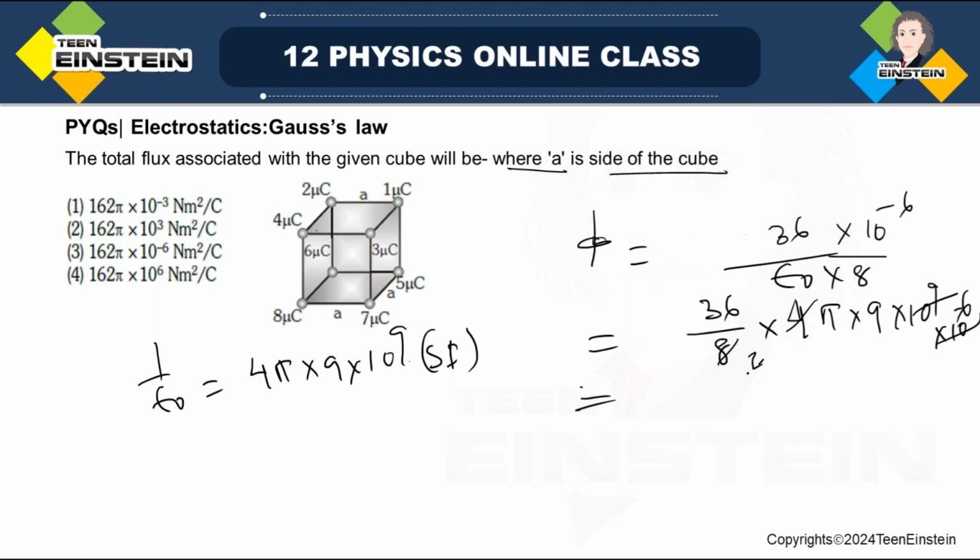See, this is 2, this is 18. So 18 9s are 162, and pi will be 5, and this will be 10 to the power 3. The unit of flux will be Newton per coulomb into meter square, or Newton meter square per coulomb. So this is the unit of the flux. And see here, 162 pi, option 2 is going to be the answer for this question.